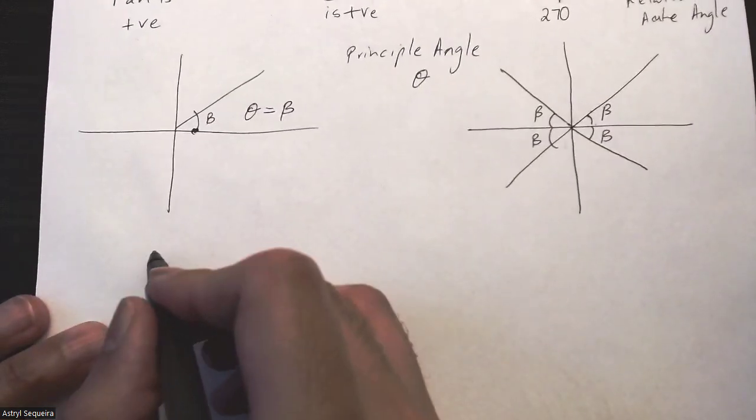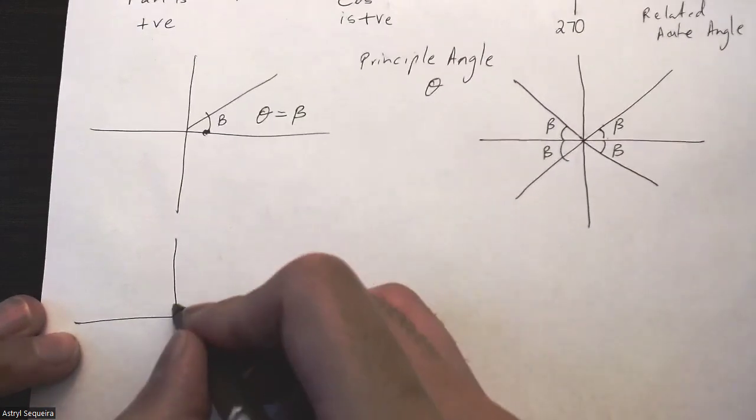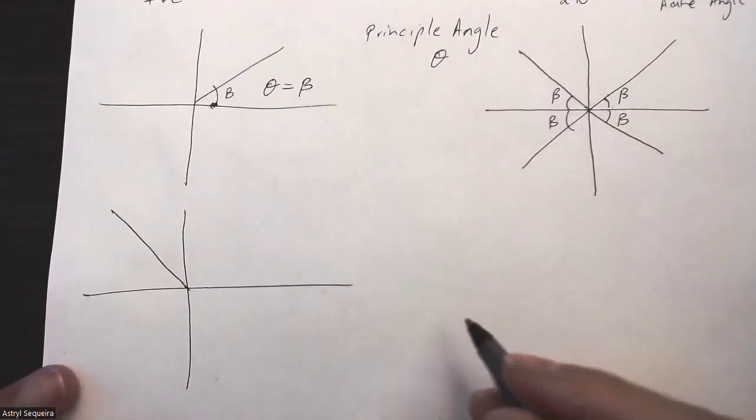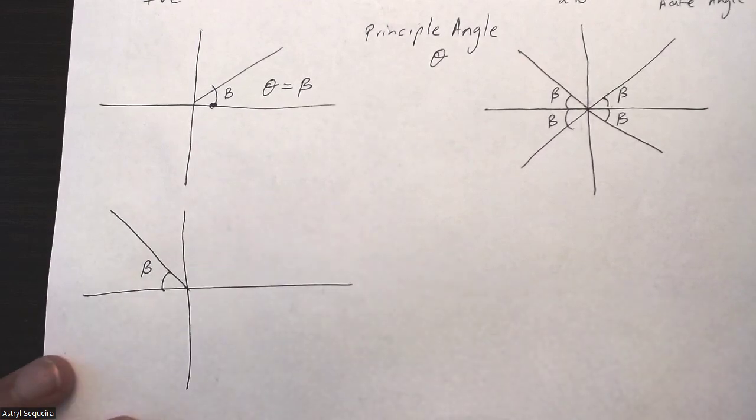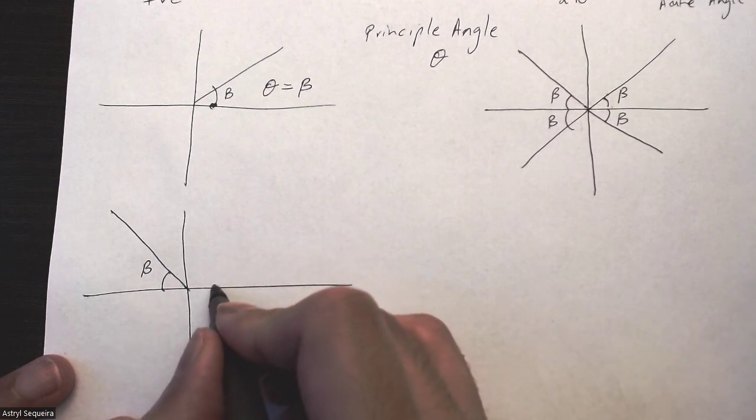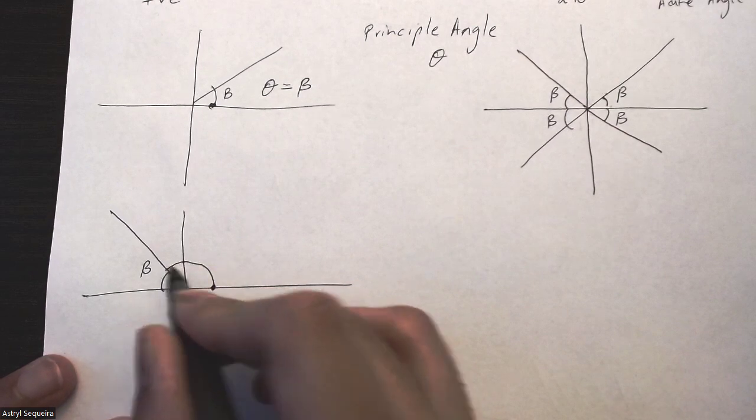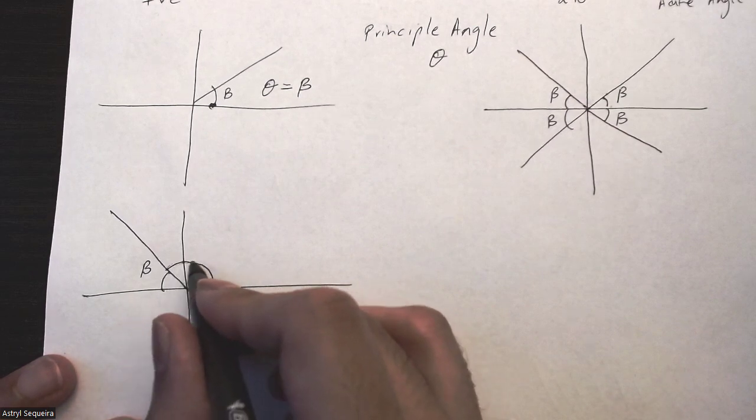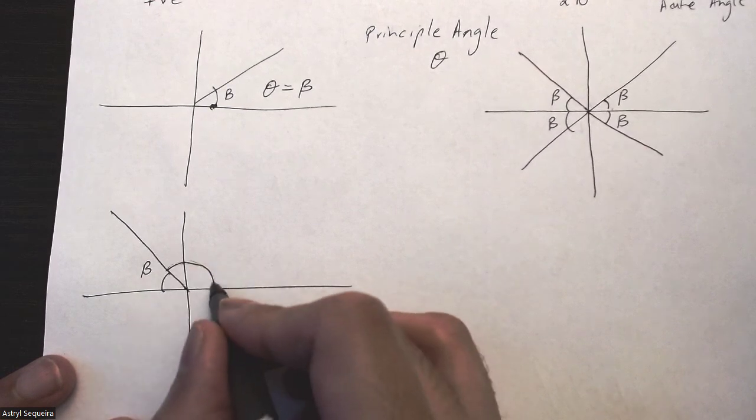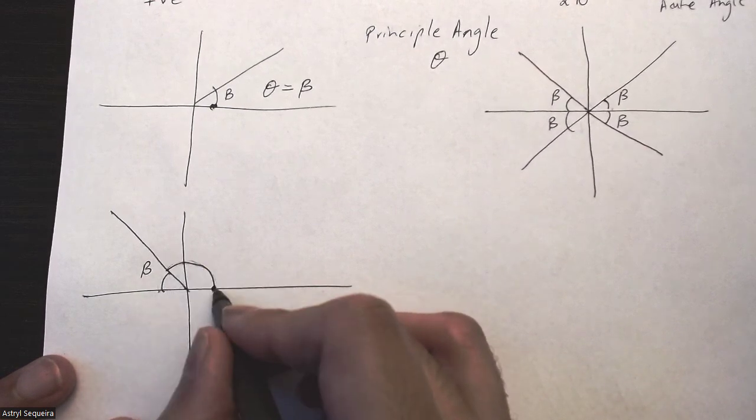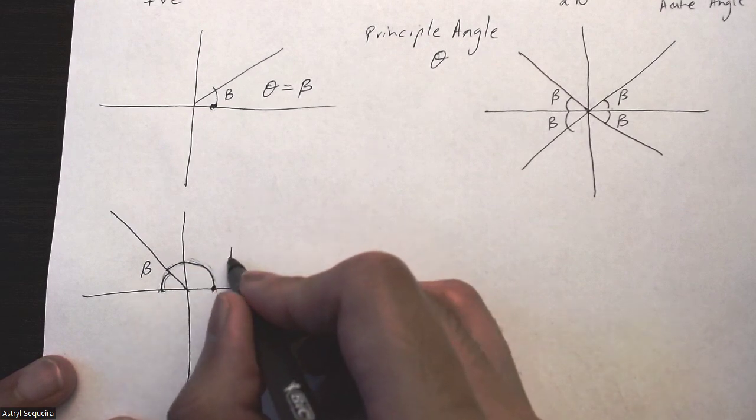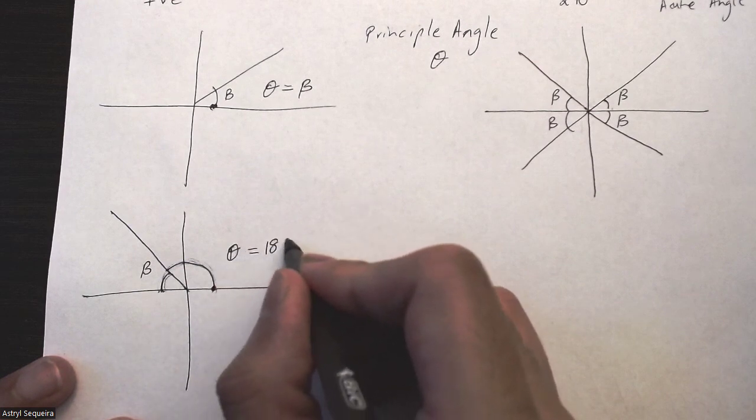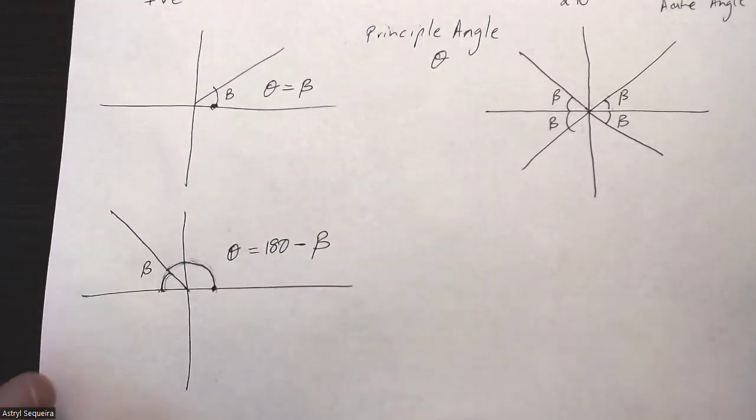If I'm in the second quadrant over here, here's my tiny acute angle called beta. Remember, your principal angle always starts over here and ends at your line. So if I want to go from here to here and figure out how much this is, I know from here till here, it's 180 degrees, but then I'm going back a bit by beta. So my principal angle theta is 180 minus beta.